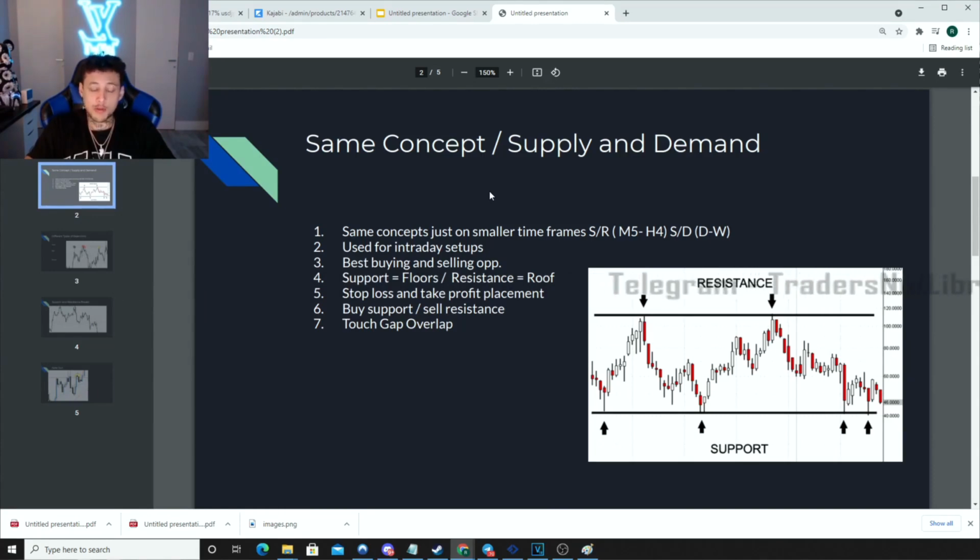They have way more probability than breakout setups. And again, that's because you have a great stop loss and take profit placement. It's super easy and shouldn't be too difficult to set your stop losses and take profits. So again, the overall concept is the same. You want to end up buying at support and selling at resistance. Now, there are going to be 3 forms of support and resistance, and 3 forms of rejection. There's going to be your touch, your gap, and your overlap.